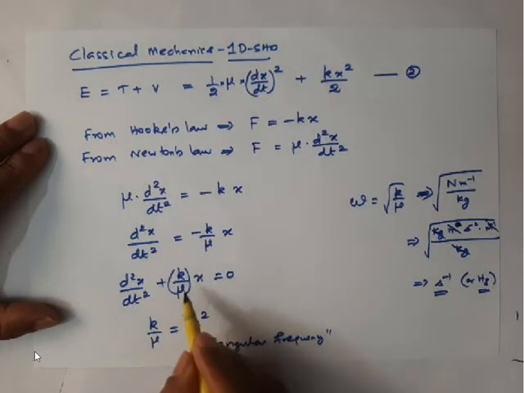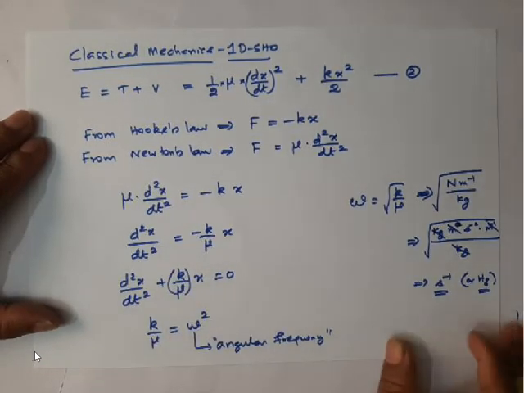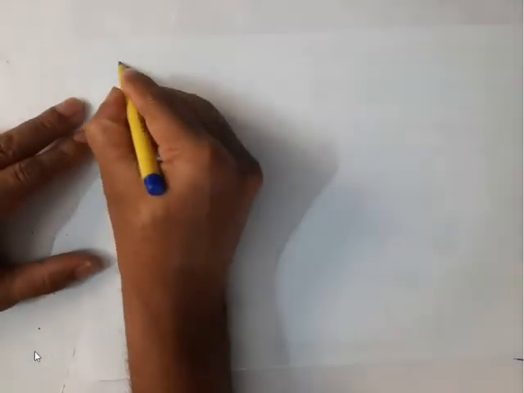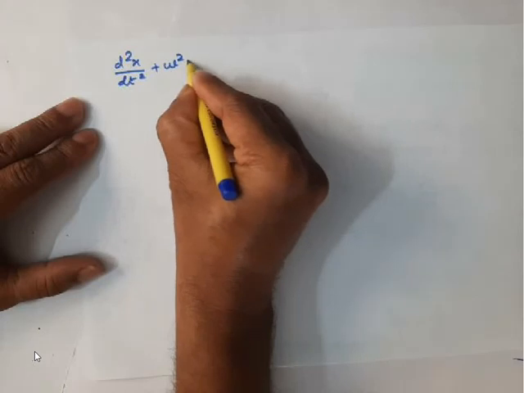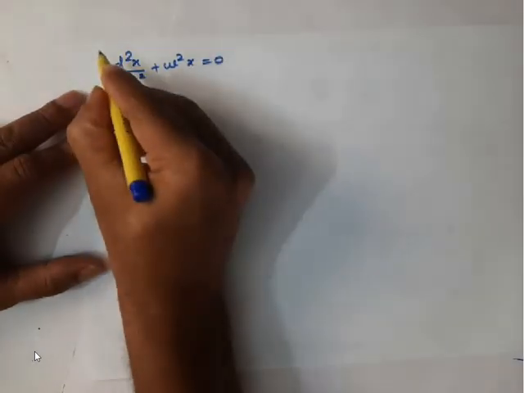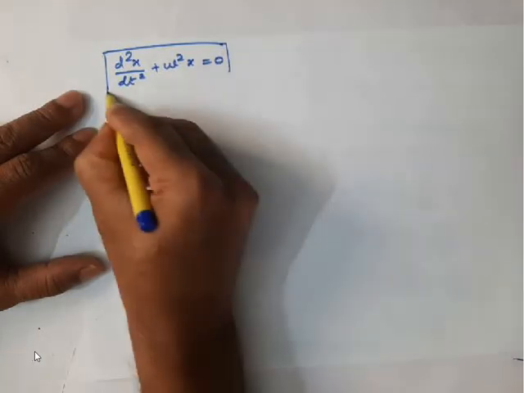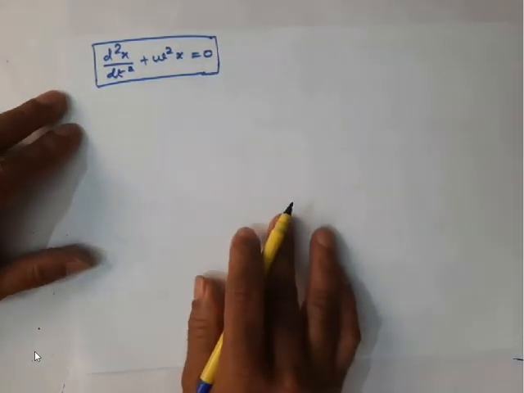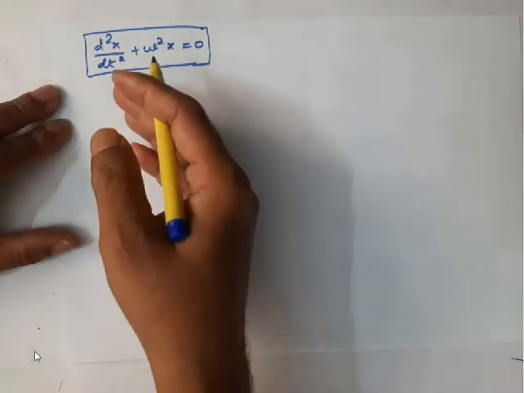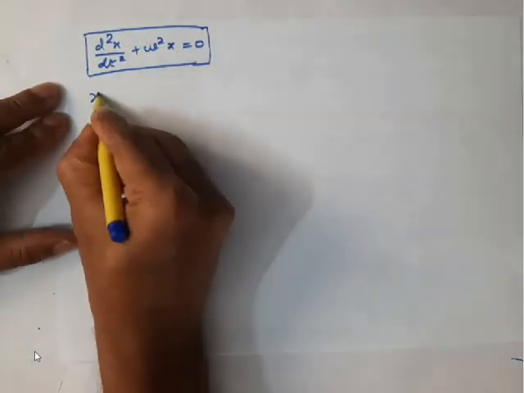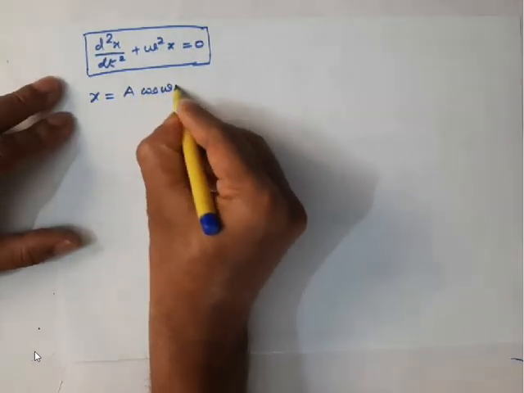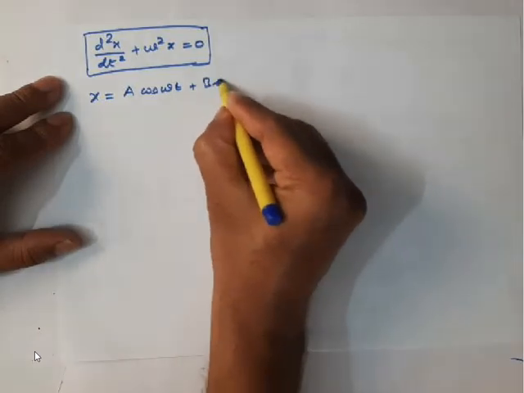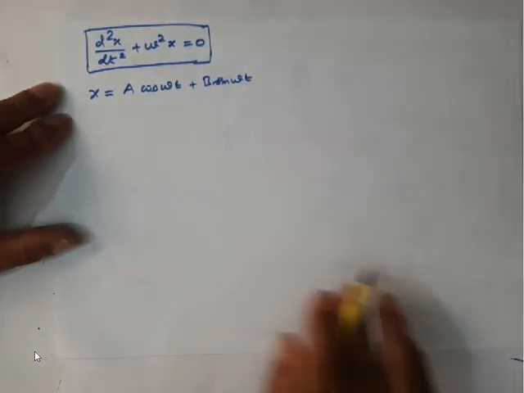Now I'll replace this k by mu by omega square. So what will I get? I'll get d square x by dt square plus omega square into x equal to 0. So this is the equation we need to solve. But this second order differential equation is a very simple one, so I'll write the solution directly. The solution for this equation is x equal to a cos omega t plus b sine omega t. This is the general solution.